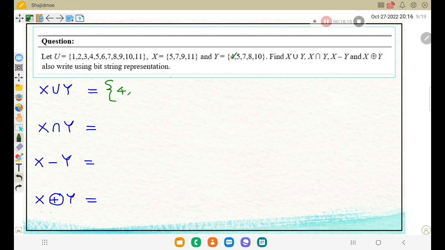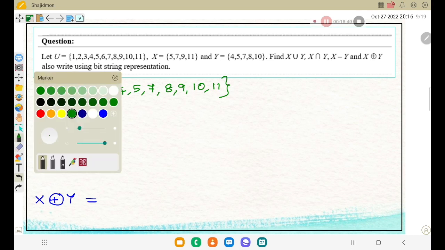4 we can write. 5 is there, 5 coming 2 times, but only 1 time we are writing 5. Then 6, no, 7 is there, both. Okay, 7 1 time writing. 8 is there, 9 is there, 10 is there, 11 is there, correct? 8, 9, 10, 11. All the numbers we are writing together, that is the union. Okay, union of these two sets.